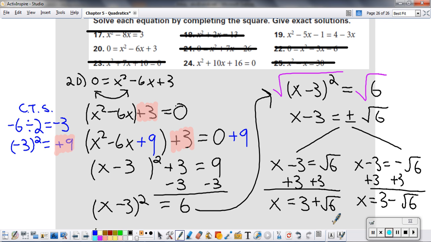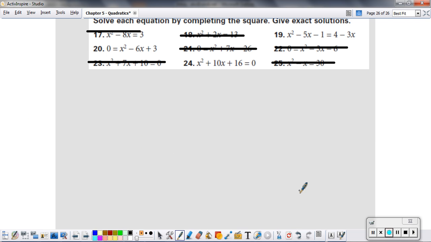Now for 24, I am not going to complete the entire problem for you. However, what I am going to do is get you started on it. So for 24, I have x squared plus 10x plus 16 equals 0. Now remember, the first thing you're going to want to do is to break it off into parentheses, and then on the side, complete the square.